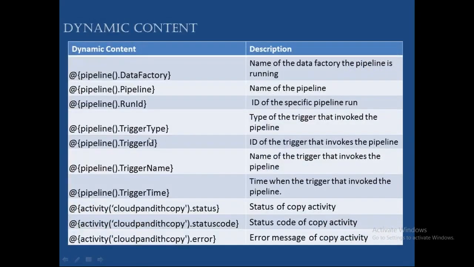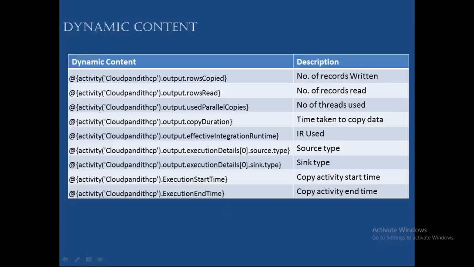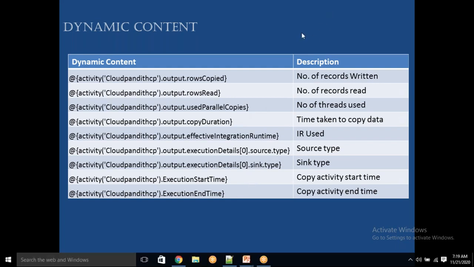Now, dynamic content, all these things we discussed. Name of the data factory, pipeline name, run ID, trigger type, trigger ID, trigger name, trigger type, status code, error. Next, we also discussed this: rows copied, rows read, parallel copies used, copy duration, integration runtime, source type, sync type, start time, execution start time, execution end time. Any doubts in this dynamic content? We discussed it, but any questions, friends? As of now, does anybody have any questions?